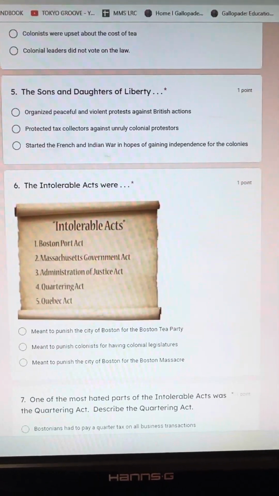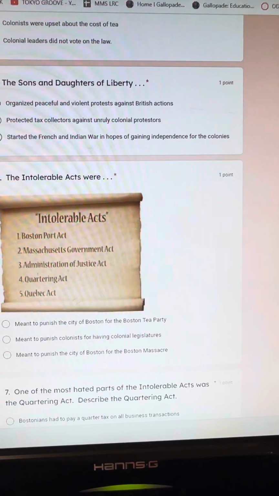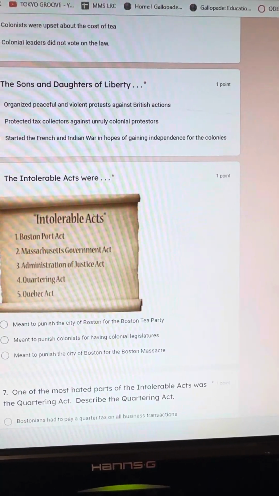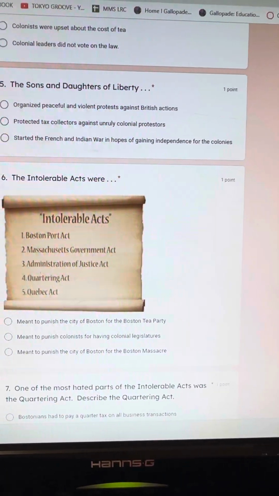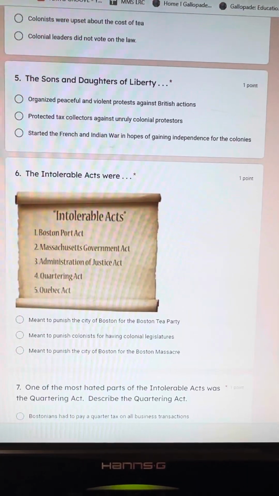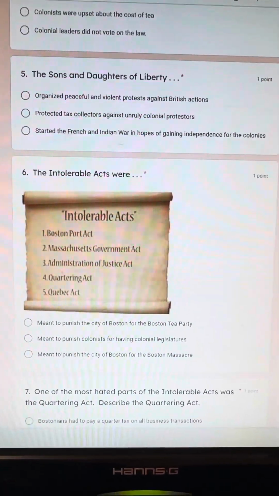So then we get into review of the Sons and Daughters of Liberty. 5, are they A, organized peaceful and violent protests against British actions? B, protected tax collectors against unruly colonial protesters? Or C, started the French and Indian War in hopes of gaining independence for the colonies?